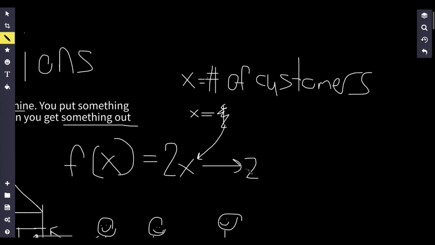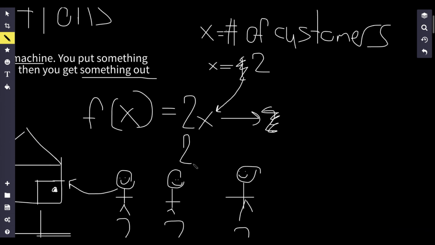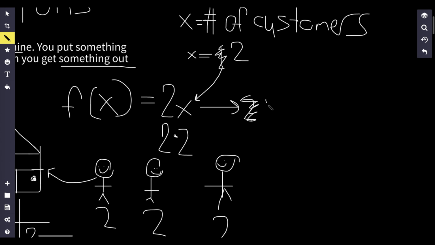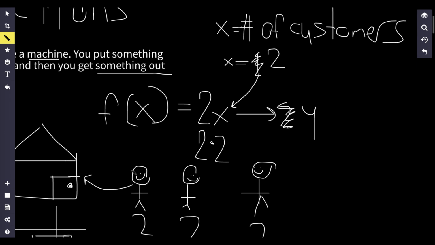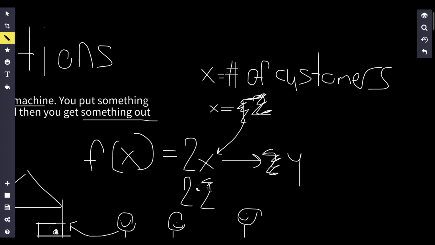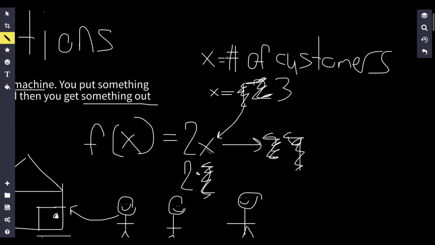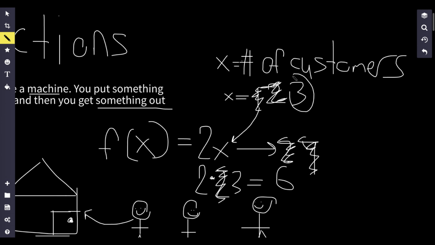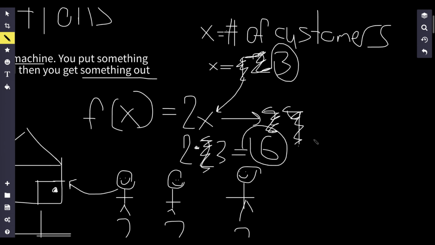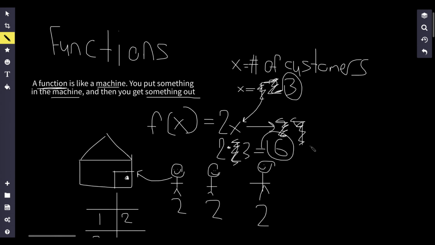If I have two customers, I'm going to plug in 2 for x, and I get 2 times 2, which is going to be equal to 4. So that means if I have two customers in my restaurant, I'm going to need 4 cookies. And let's do another example. Let's say I have 3 customers. This is just going to be 2 times, in this case, x is equal to 3, because we have 3 customers. 2 times 3 is going to be equal to 6. So that means if I have 3 customers in my restaurant, I'm going to need 6 cookies to satisfy their cravings. And that's essentially what a function is, right?